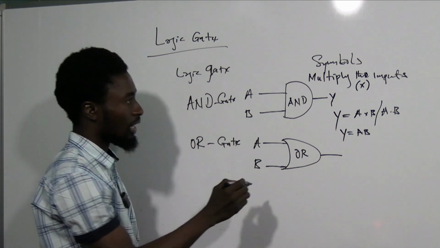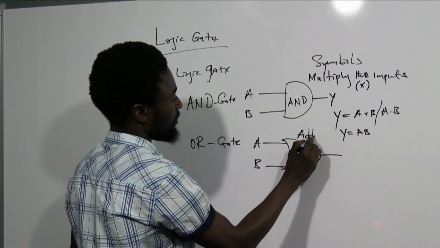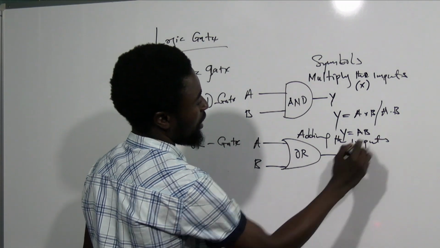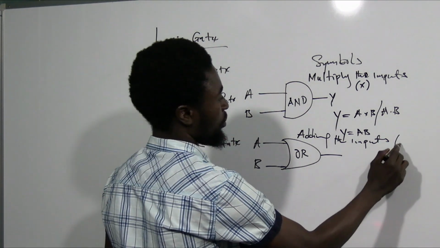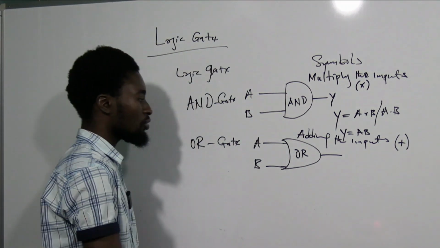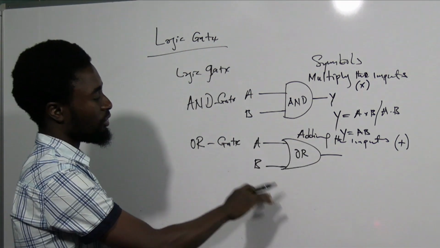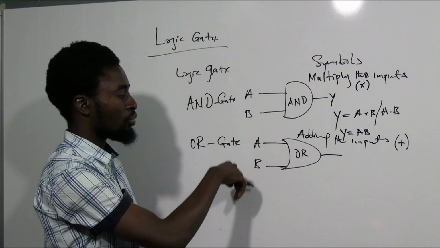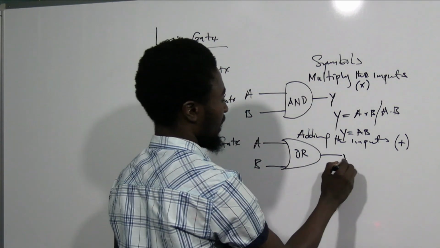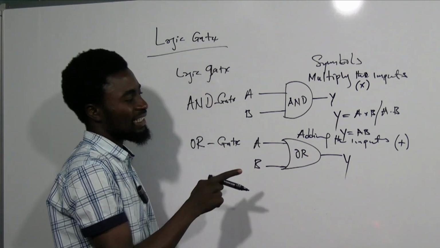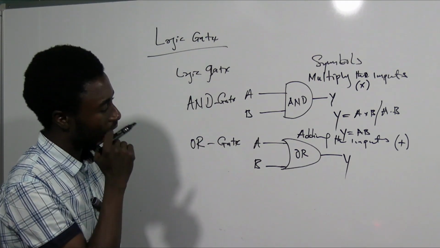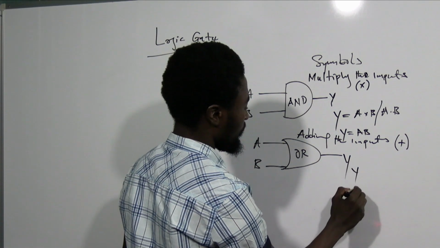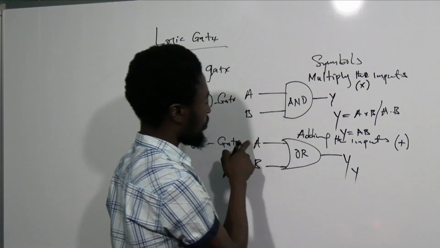So here you are adding the inputs. You add the inputs using the operator plus. The inputs are considered to be the operands. So using that operator plus, you can add these two inputs to get the output y. So y is the output. But let's see how you can get the exact output for these two inputs.